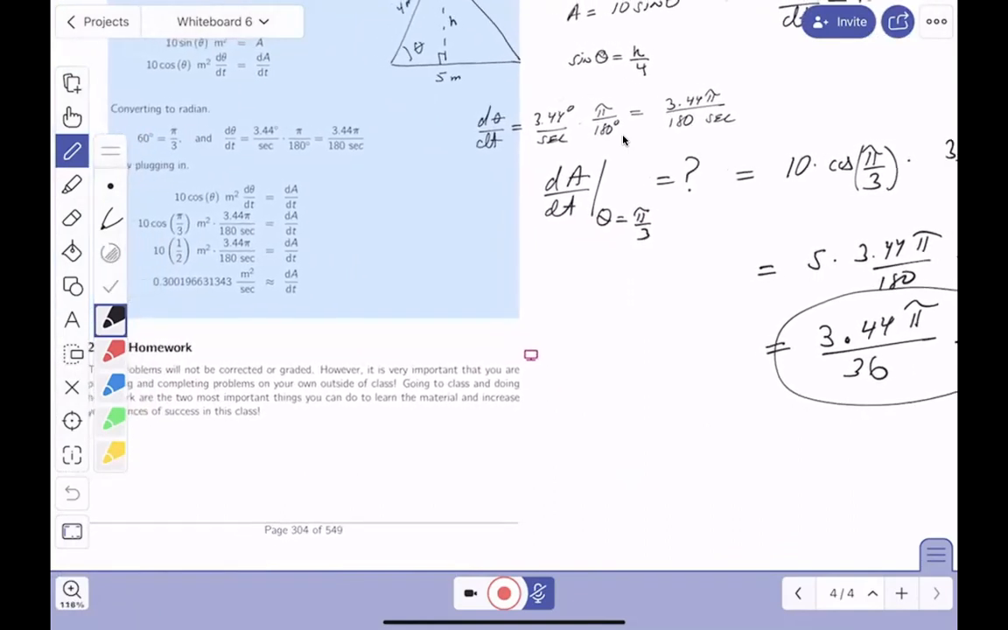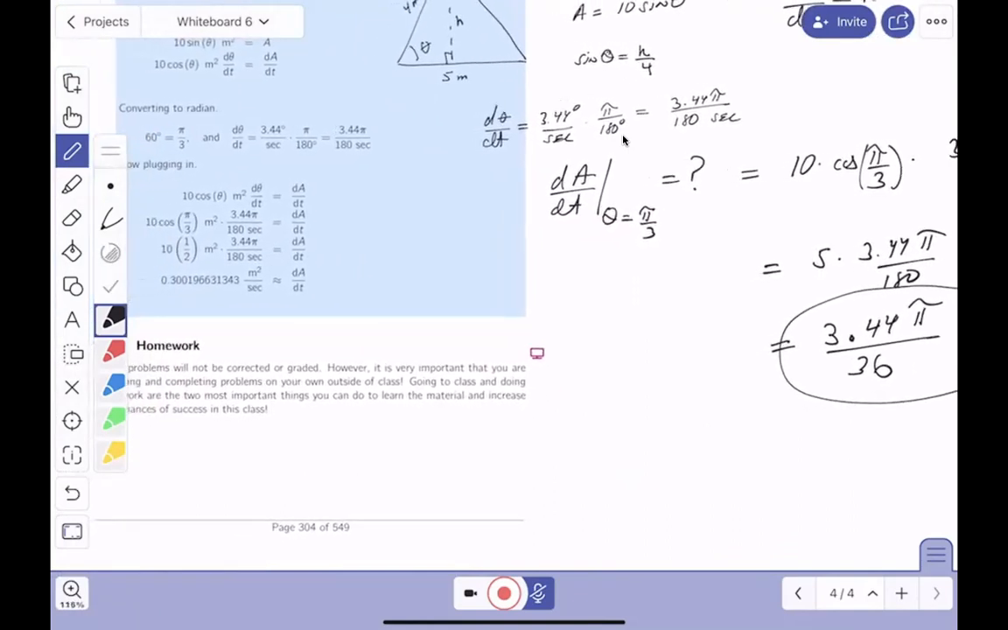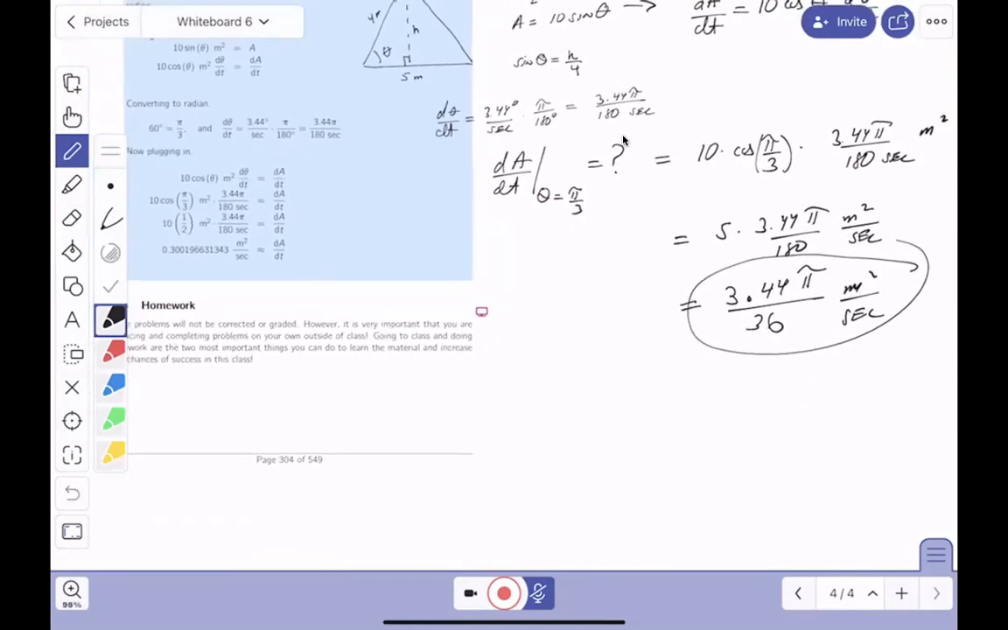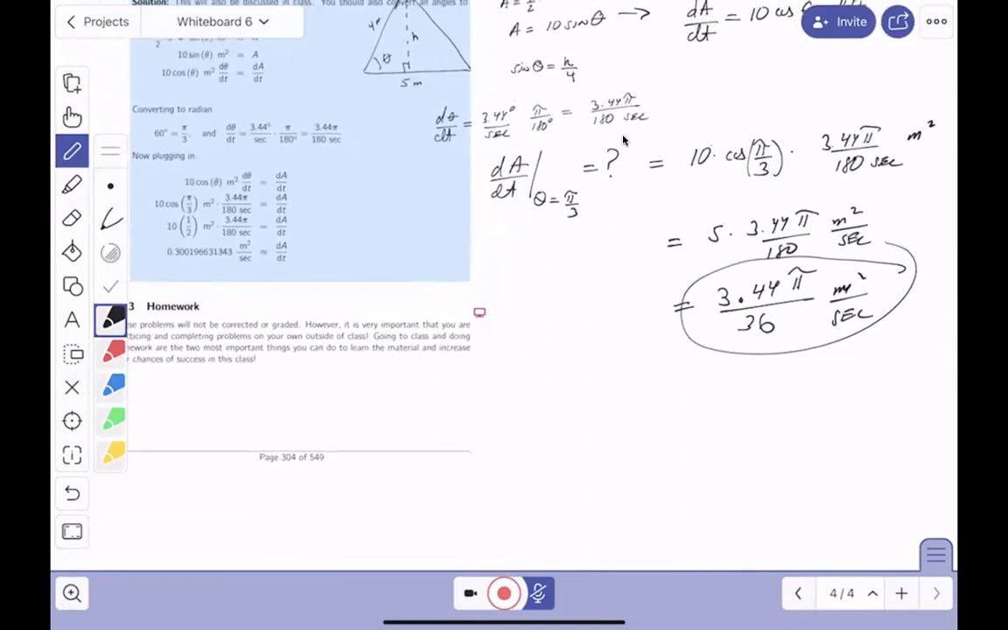They put a decimal down over here. But let me just look at their work, and I have to be careful about it. And yeah, 10 times a half meters squared, 3.44 pi over 180. Yeah, I see it over there. If you like, though, you can check this to make sure you get the same decimal over here.